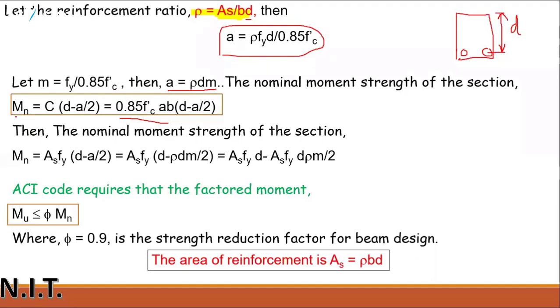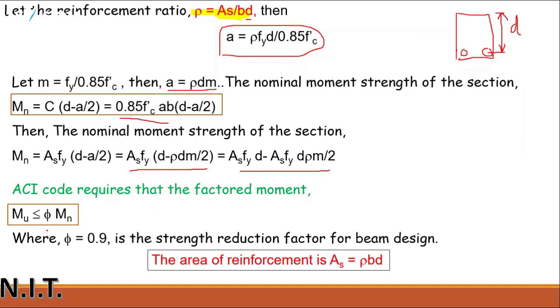I have encircled this formula because we will use it in our numerical calculation. The nominal moment strength of the section can be changed to this form, As fy (d minus a by 2), and it can also be written in this form.